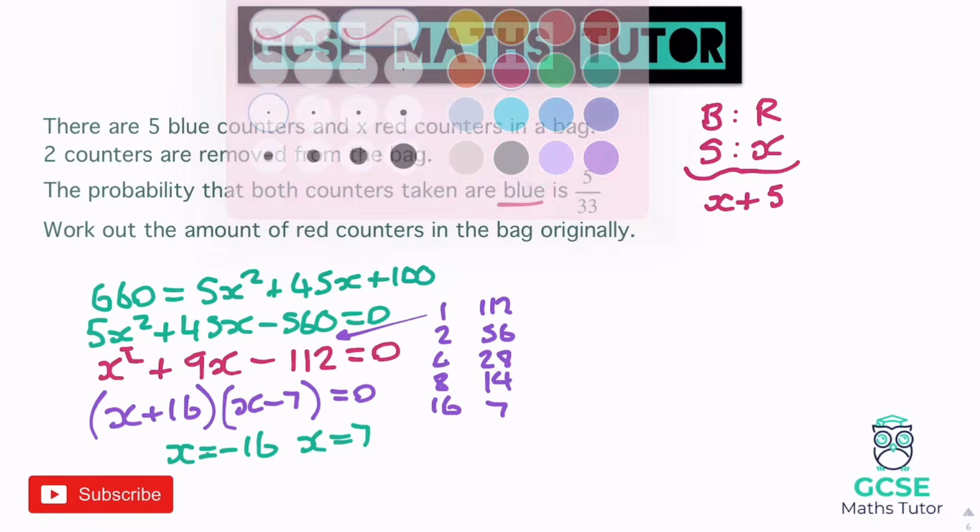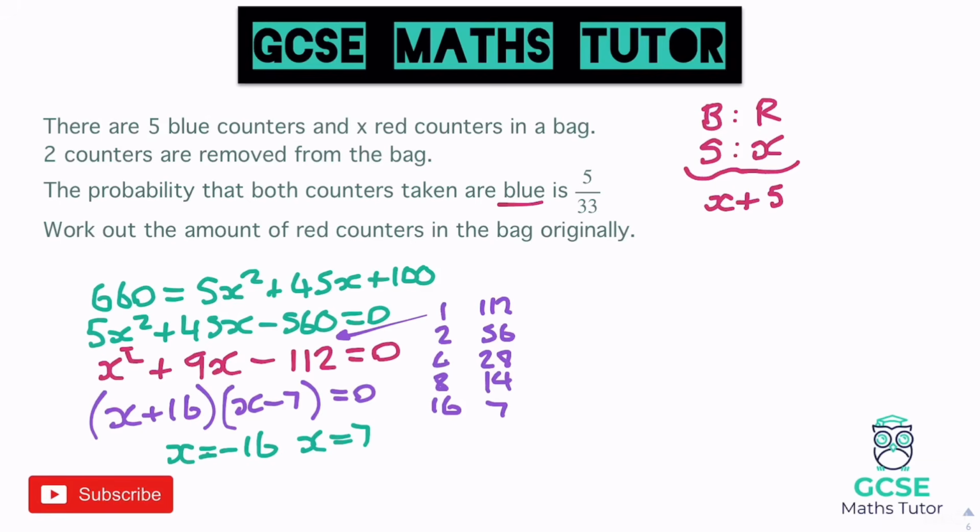Okay, obviously again thinking about this logically, we can't have negative 16 counters for the reds, so there must be 7 reds in there. X was red, so x equals 7, and we would just write red equals 7. And that would be our final answer there. Again, it could have asked us how many counters in total were in the bag originally. That'd be 7 plus 5, that'd be 12, but it's just asked us for how many red. Okay, so there we go, there's our answer for that one.